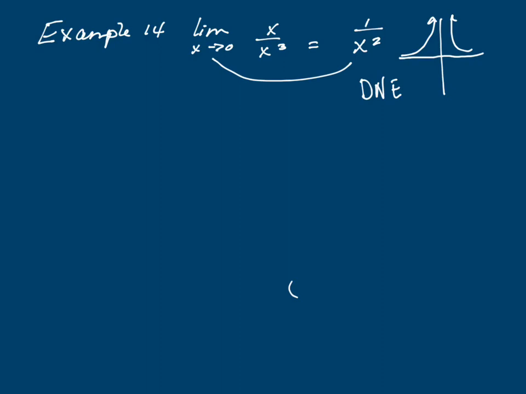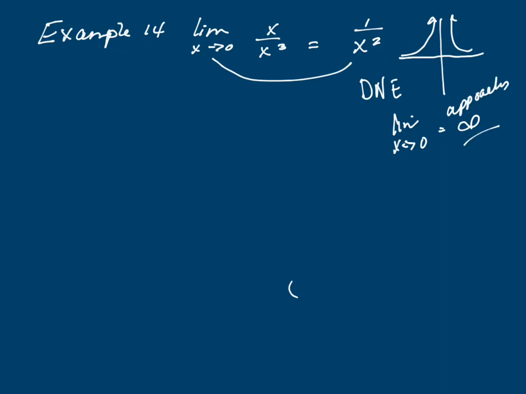The limit doesn't exist. So you can say, though, that the limit as x goes to 0 equals positive and approaches positive infinity.